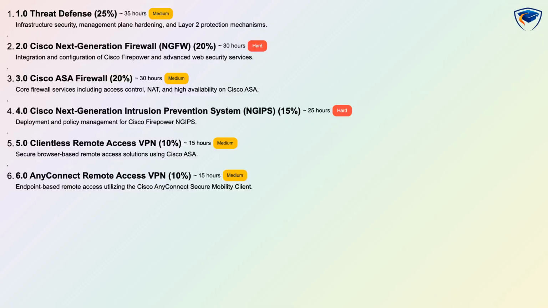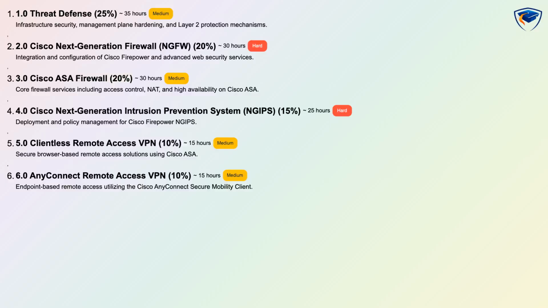Let's start by looking at the overall structure of the exam. The SENSS exam is divided into 6 domains. 25% of the exam is dedicated to Domain 1, Threat Defense, which focuses on infrastructure security, management plane hardening, and Layer 2 protection mechanisms. 20% of the exam is dedicated to Domain 2, Cisco Next Generation Firewall, which looks at integration and configuration of Cisco Firepower and Advanced Web Security Services.